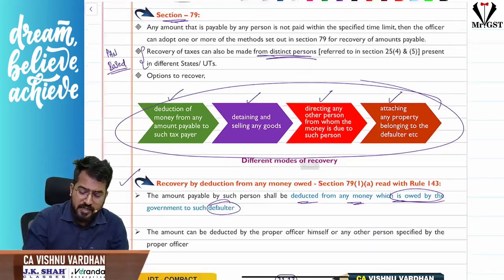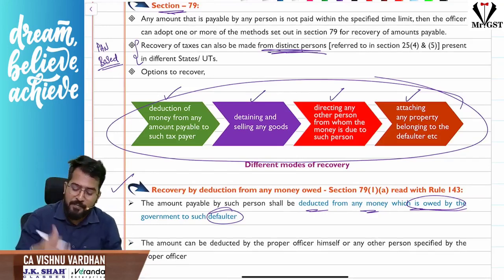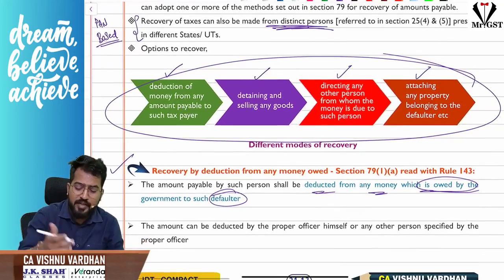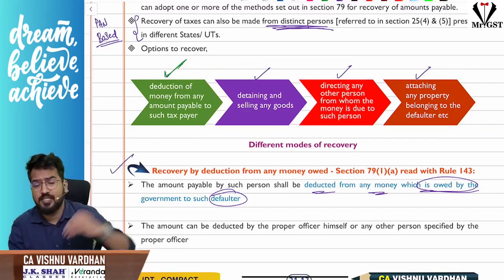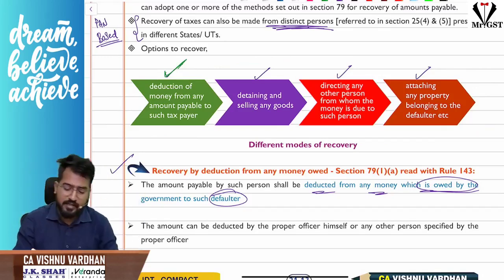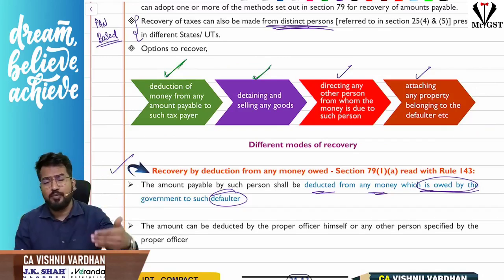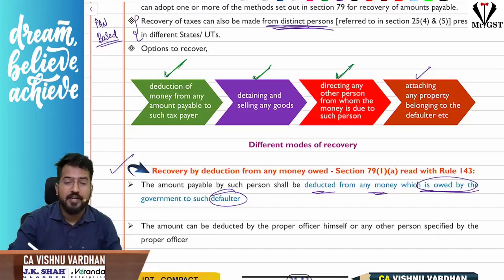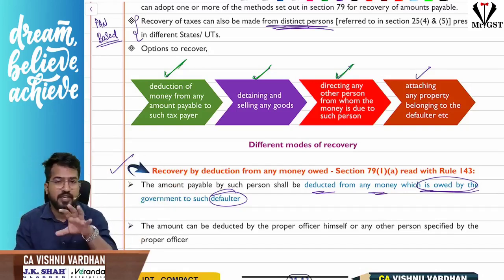And please understand, recovery can be done even from the distinct persons, because this is PAN based recovery. So the officer can opt for any of the options which are available in section 79. For example, any amount which the department is supposed to pay to the taxpayer, from that we can deduct the amount, or by detaining his goods like any movable property, and selling them, or directing any person who is liable to make payment to the defaulter, that is the taxpayer, we are calling as defaulter here.